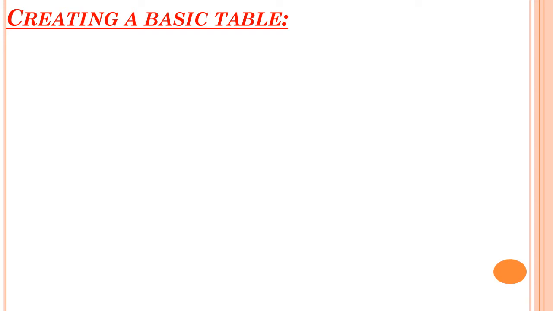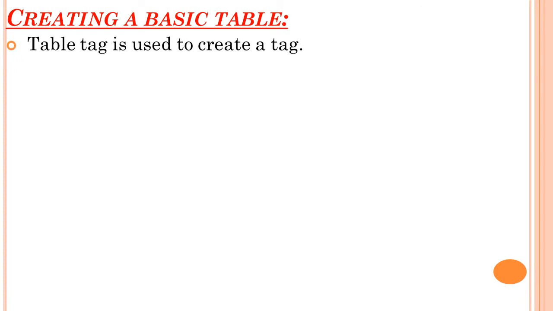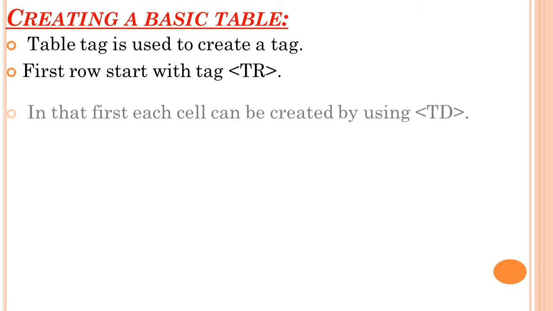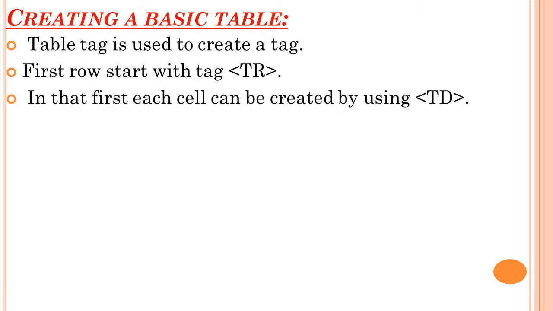Okay. Here in the HTML, we will use the table tag to create the table, and for the row we will use the tag as tr. For the cell, each cell we will use the tag as td. Okay, you will get to know with the example.